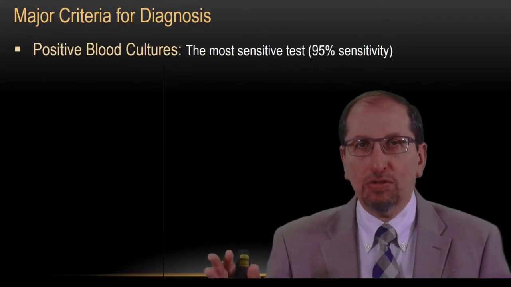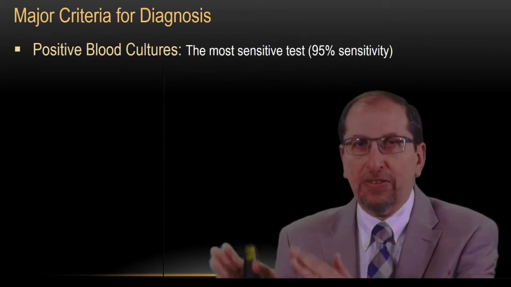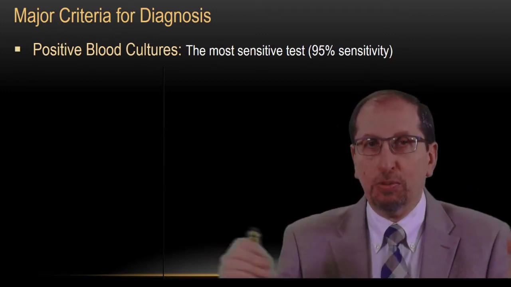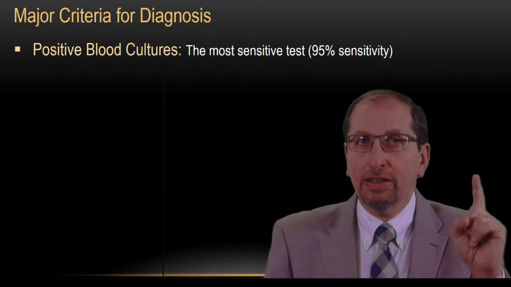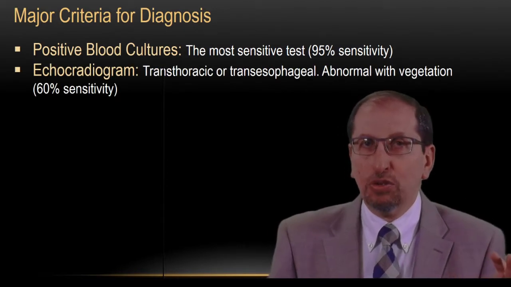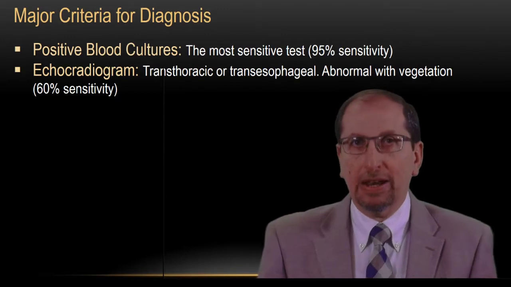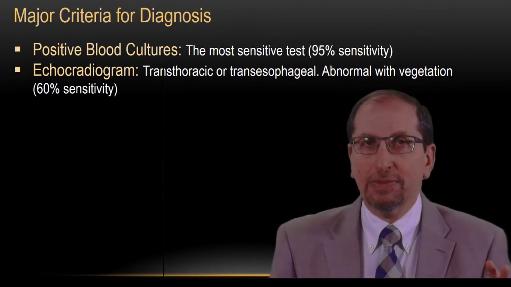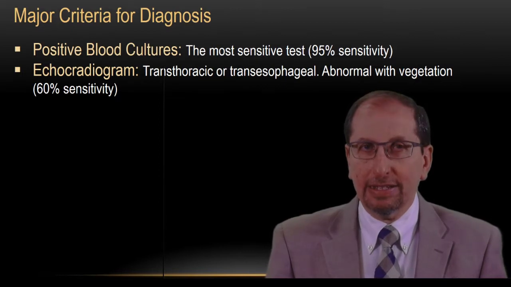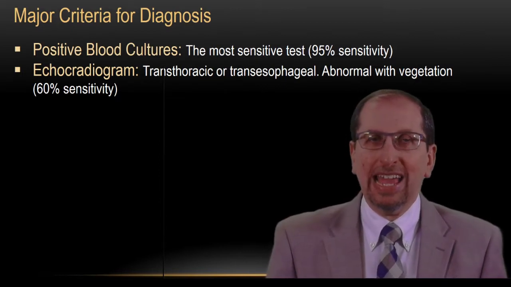Now, how to diagnose infective endocarditis. It's always going to be a fever and a murmur. But the major criteria for diagnosis are, what's the first thing to do? Blood culture. The first thing to do is blood culture. The major criteria to diagnose infective endocarditis, you're going to do blood culture and echocardiogram.